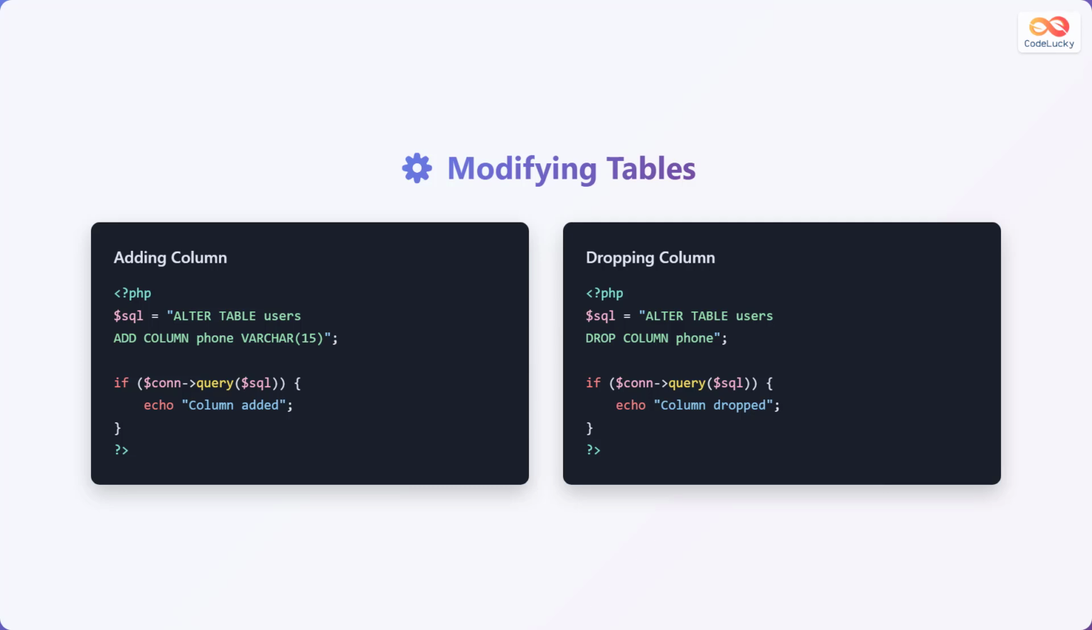On the right, the code demonstrates how to drop the phone column from the users table. The SQL command ALTER TABLE users DROP COLUMN phone is used to remove the column. In both cases, the query method is used to execute the SQL command, and a success or error message is displayed accordingly.